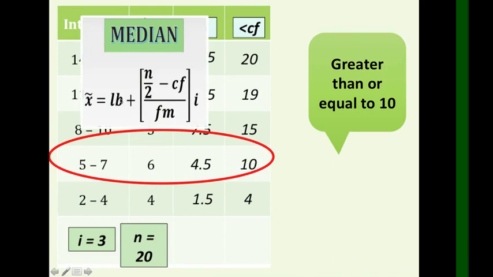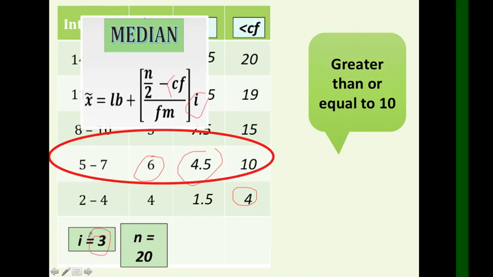What is the lower boundary? We have 4.5. N divided by 2 is 10, right? Minus CF, the less than CF. For the FM, we have 6 as the frequency of the median class. And for the I, we have 3.